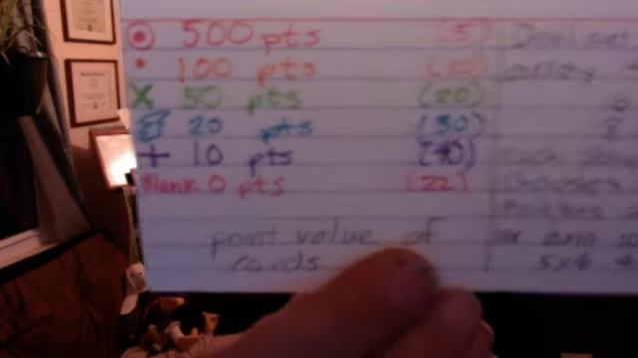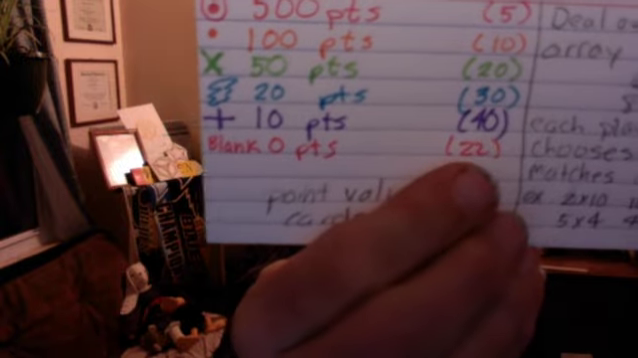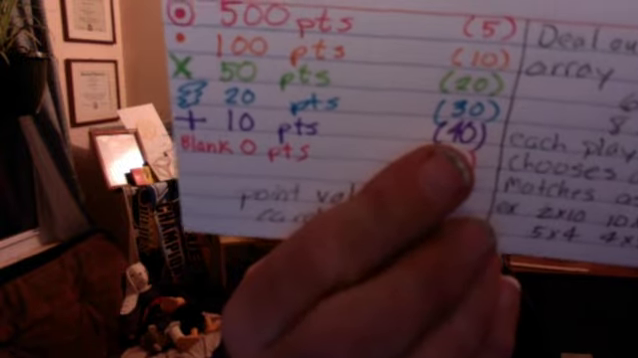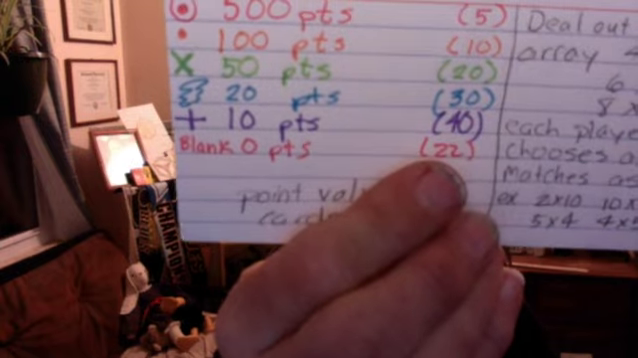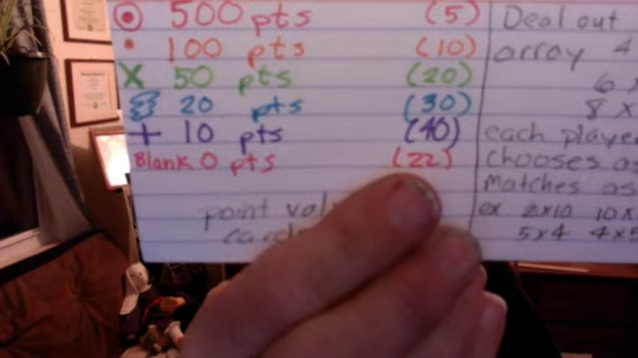Now I added an extra point value thing in that I drew symbols on the cards, and the symbol gave them so many points. There were 22 blank, 40 with a plus sign, 30 with a squiggle, 20 with an X, 10 with a dot, and 5 with a dot with a circle around it. And that's how many points they got. So once they collected all their cards, they added up their points and saw who was the winner.